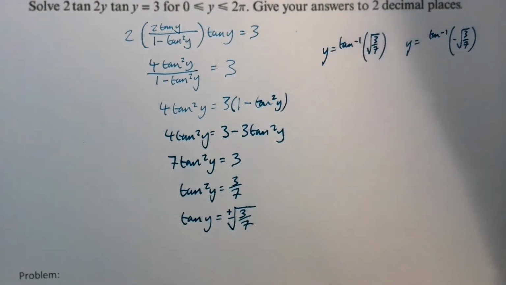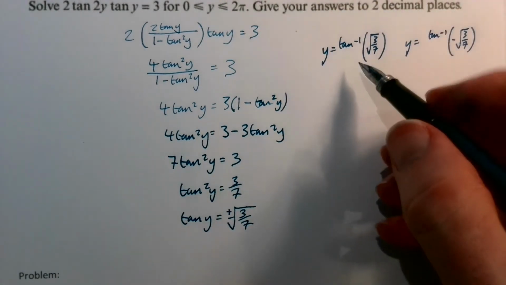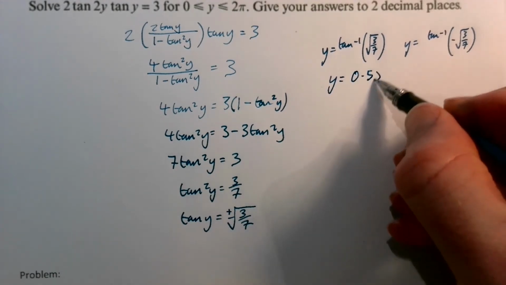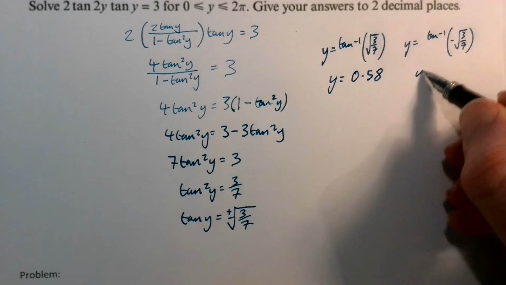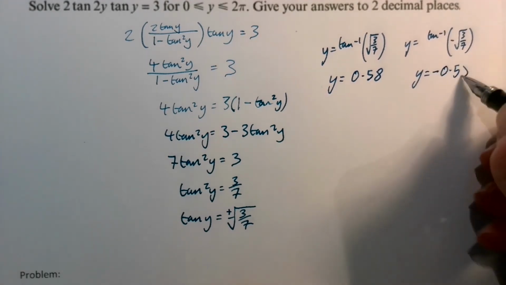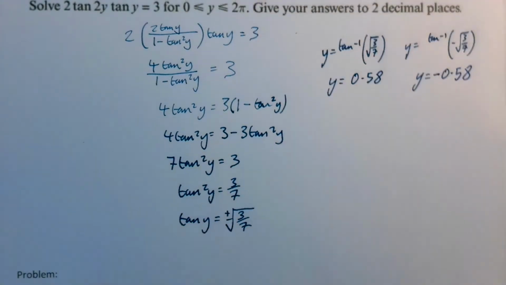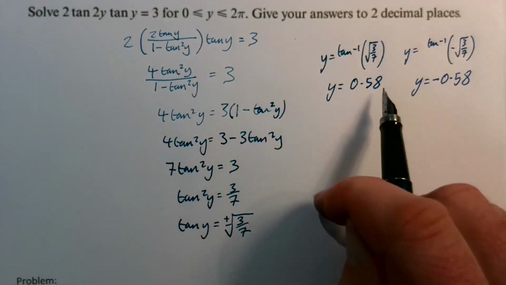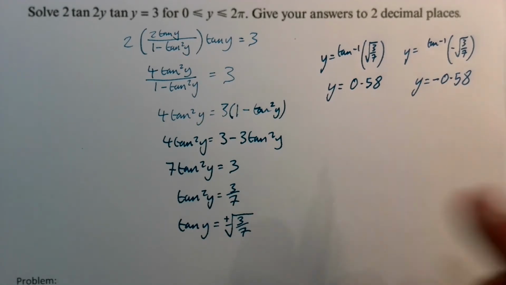And if you pop in this first one, that should get you 0.58, and if you pop the other one in, that gets you negative 0.58. Now that's a bit of an issue because we want values between 0 and 2 pi. Now, if you didn't get this, by the way, you're probably still in degrees.